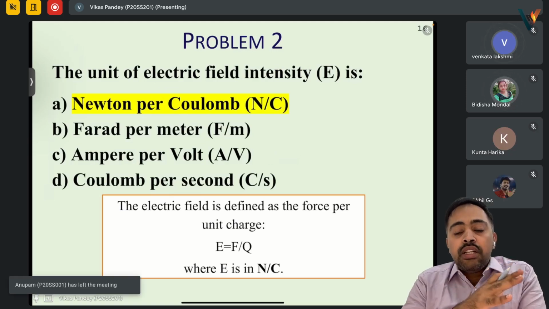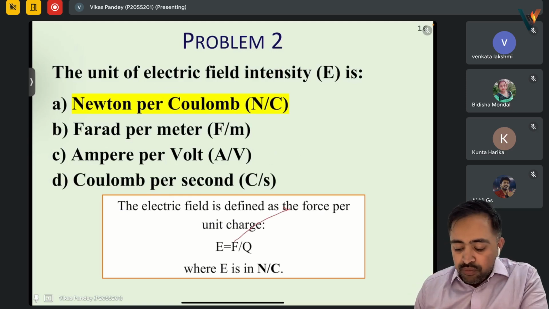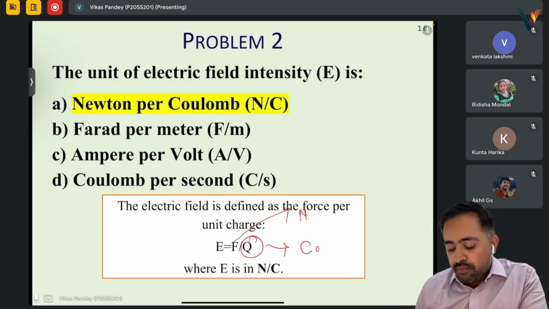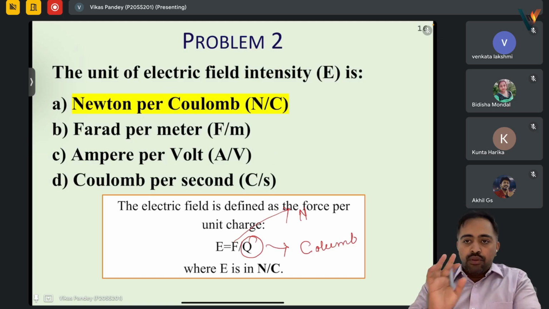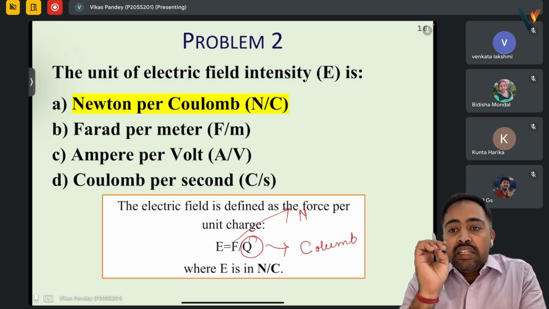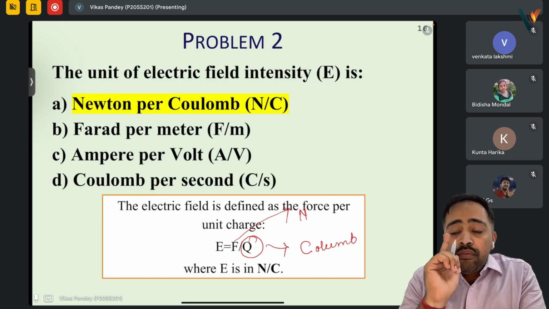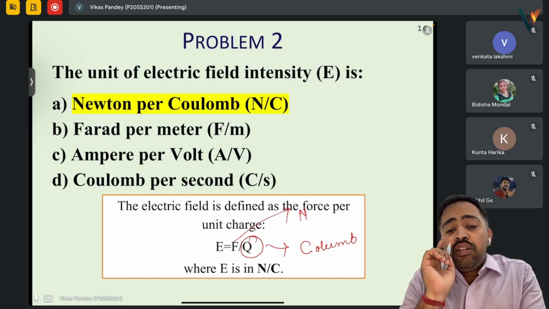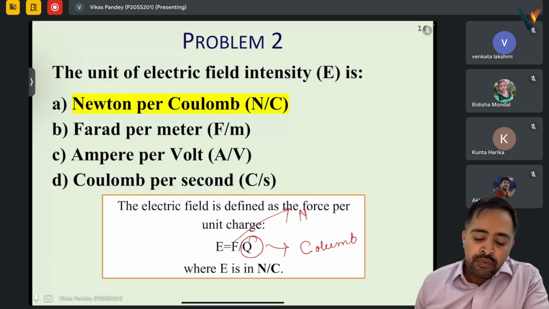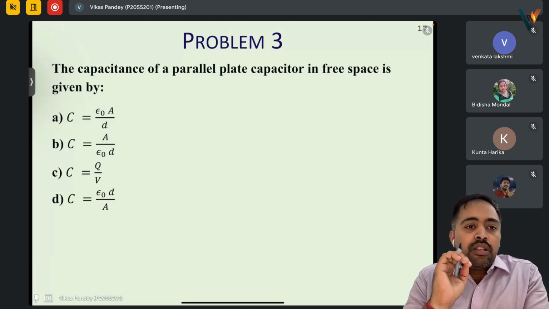So electric field is defined as force per unit charge. We know force is given in Newton, and Q, that is charge, is given in Coulomb. The unit of charge is Coulomb. So the electric field intensity E has the unit Newton per Coulomb.